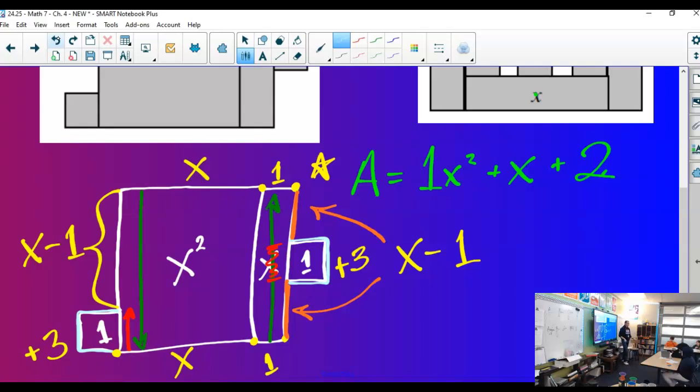How many x's do we have? And then we'll deal with all the 1s. So for our perimeter, how many x's? Forget about the -1s attached to them. We'll deal with those in a minute. How many x's? 4x.